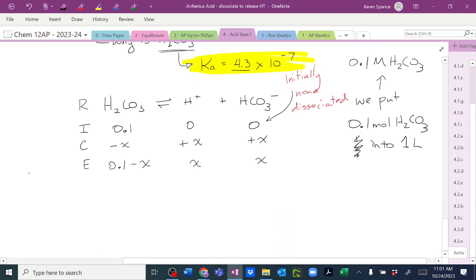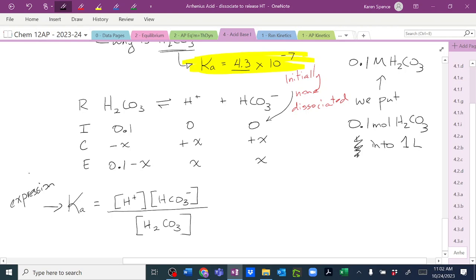What would we do now? We've drawn our RICE table. What is the step that comes after a RICE table? The Keq expression. In this case, we're going to call it a Ka expression. Okay, so Ka is equal to, and what's going to go on the top? Concentration of H plus times concentration of HCO3 minus over what? H2CO3. So now we have the expression.